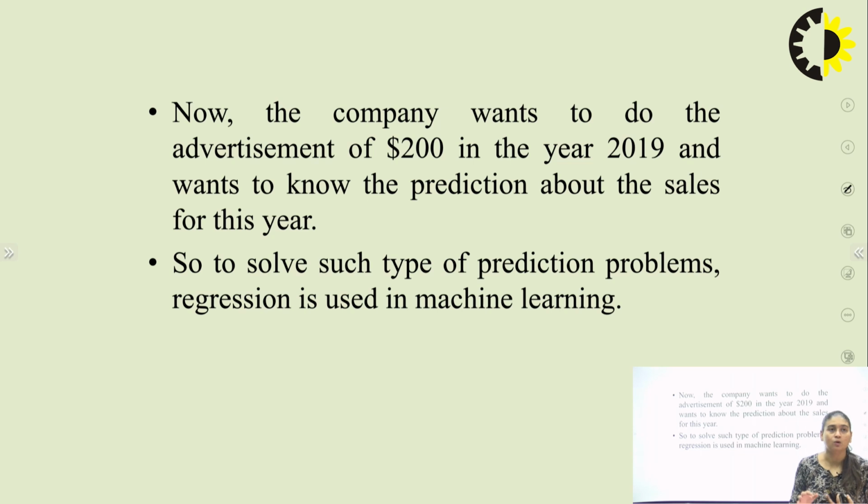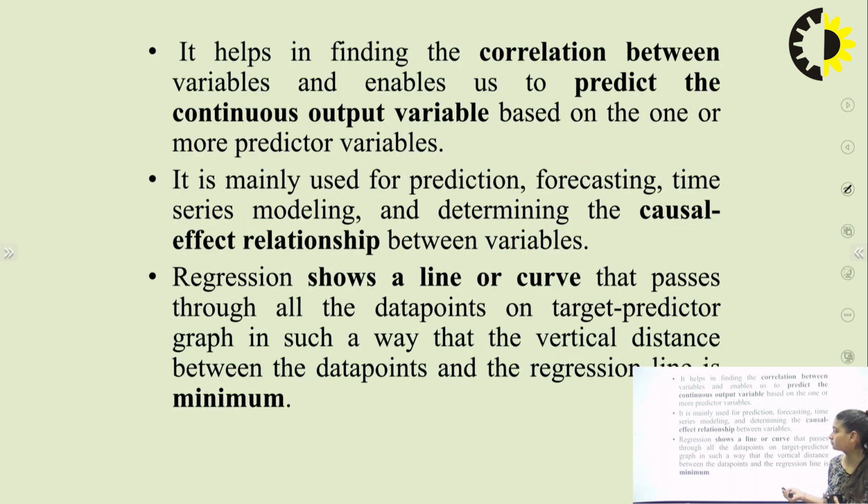Now the company wants to do the advertisement of $200 in the year 2019 and wants to know the prediction about the sale for this year. That is the task, and that is the regression problem. It helps in finding the correlation between the independent variable and the dependent variable, and enables us to predict the continuous output variables based on one or more predictor variables. It is mainly used for prediction, forecasting, time series modeling, and determining causal effect relationships.